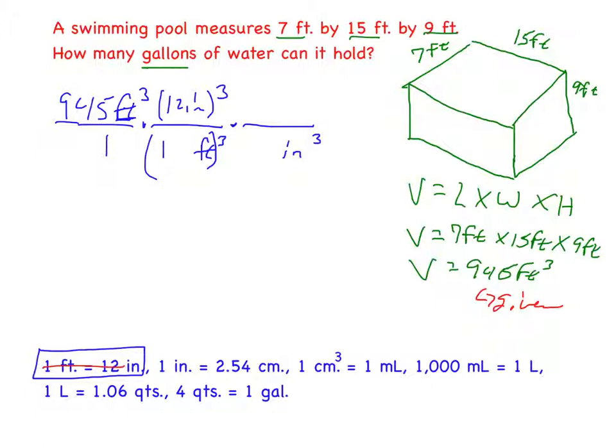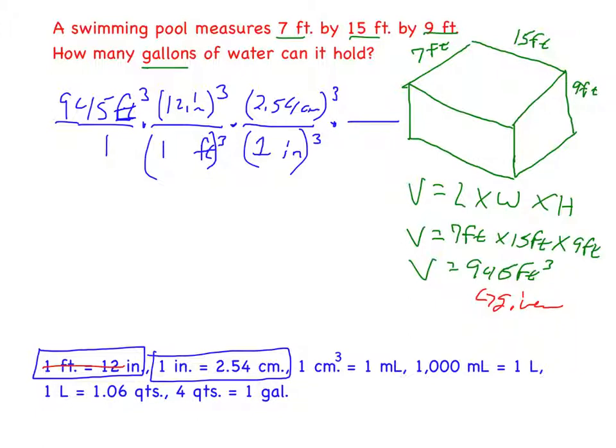And then we look down here and we see that 1 inch equals 2.54 centimeters. So we're going to be able to say that 1 inch, and we're going to cube that, is equal to 2.54 centimeters, and we'll cube that also. And then we will add another dot and another bar, and we're going to have centimeters cubed on bottom.